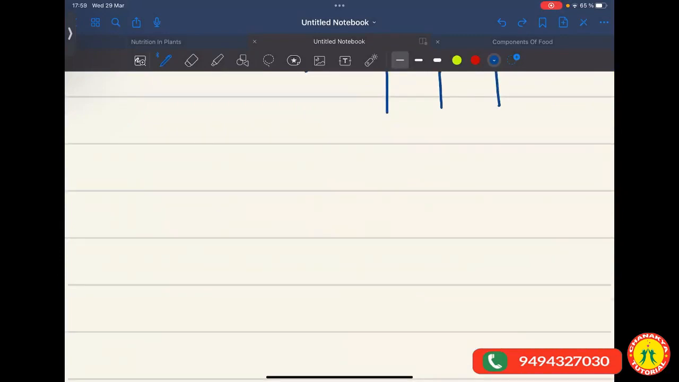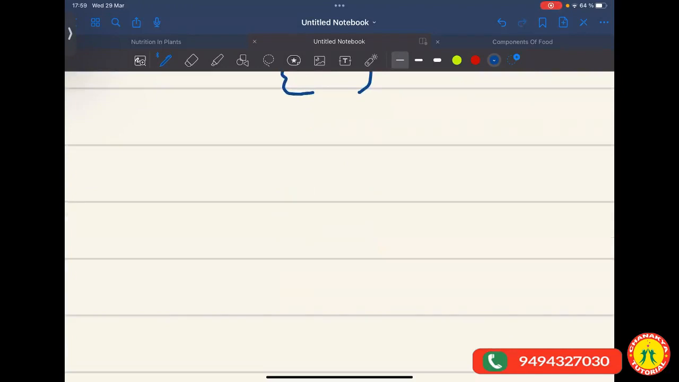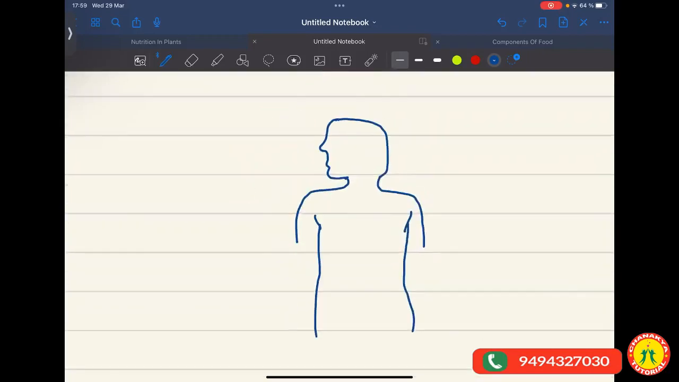First, I'm drawing the portion again. You have your nose, you have your mouth, and then you have your body. Okay, that will do.